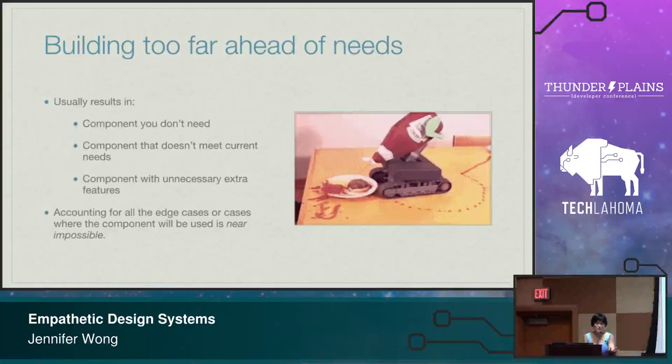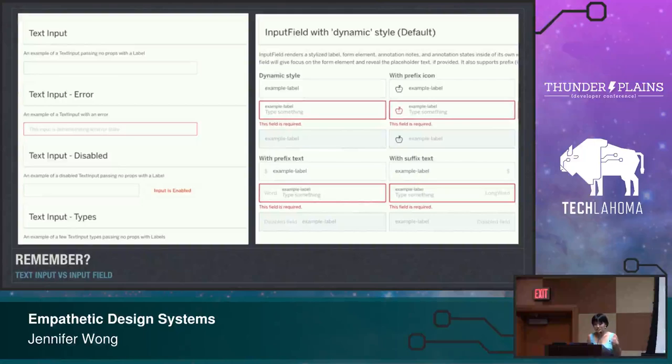So building too far ahead of your needs usually results in components you don't need, like the text input I was talking about earlier, components that don't meet your current needs because you don't actually know or you're not taking it into account, components with unnecessary extra features that you might just be adding on, like those silly arms, because you're like, oh, this will probably be cool and useful, but it's actually not. And the other thing is it can be difficult for you to account for the edge cases or all the cases in which your component will be used when you're doing things too far ahead of time. Remember text input versus input fields. If you take nothing else away, just remember that.